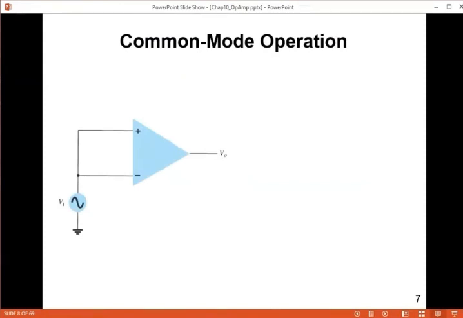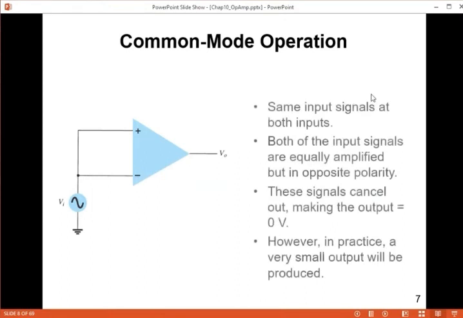For an amplifier, in reality, there should be some values between V negative and V positive. Actually, the amplifier is amplifying the amount of voltage difference between the two input terminals. If you apply Vin here, you would expect the same voltage to enter through V minus and through V plus. We have the same input signals at both inputs. Both input terminals are equally amplified but in opposite polarity. These signals cancel out, making the output become zero.